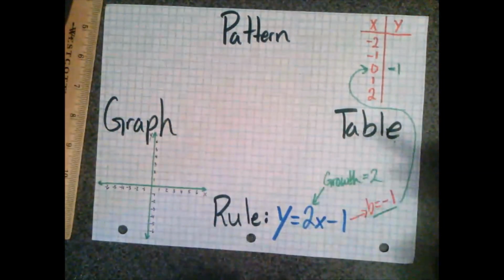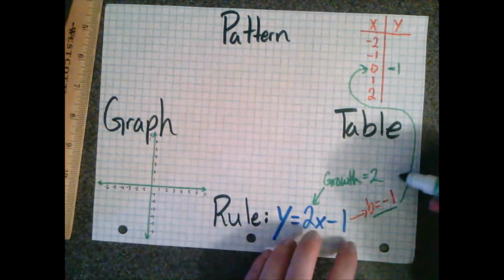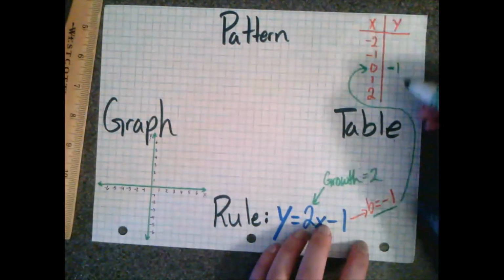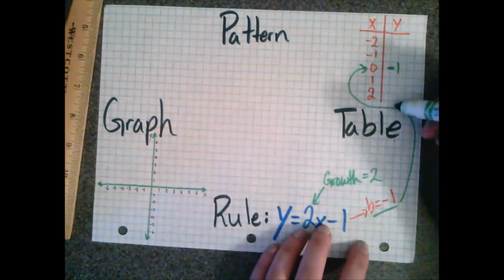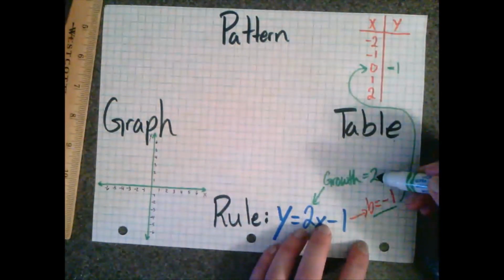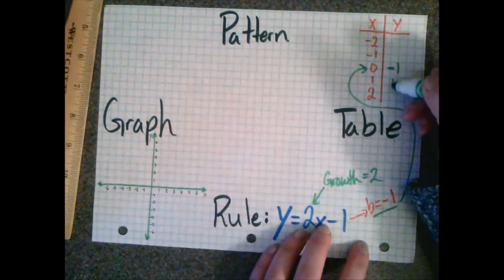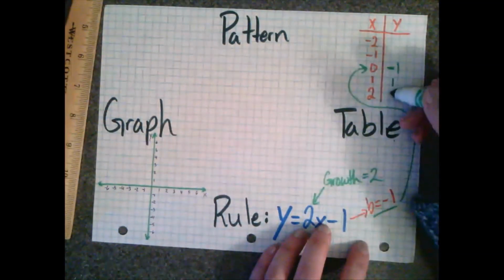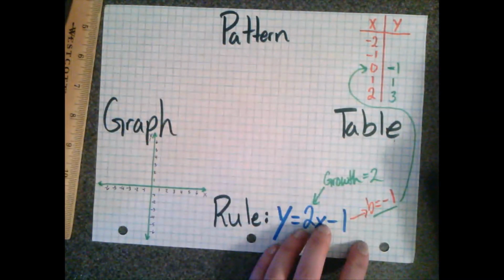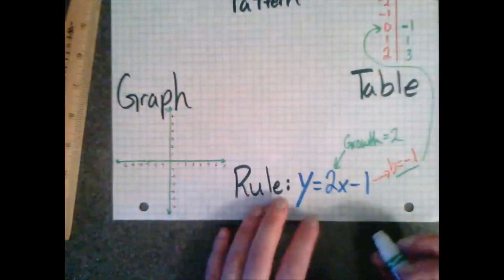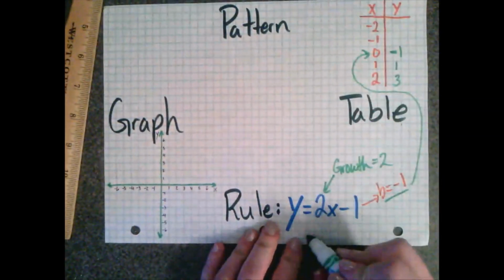And then I know my growth is 2. So if you want a nice little shortcut and you haven't figured it out yet, once you fill in 0, then you just take the growth and fill out the rest of the table. So negative 1 plus 2 is 1. 1 plus 2 is 3. Ta-da!